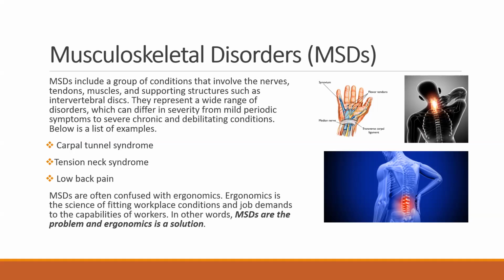MSDs are often confused with ergonomics. Ergonomics is the science of fitting workplace conditions to the job demands and to the capabilities of the worker. In other words, MSDs are the problem and ergonomics is the solution. That's why they are designing ergonomic-friendly furniture. When you are sitting, these chairs, couches and tables are not a fixed design; they are adjustable, so everyone can adjust them according to their need.